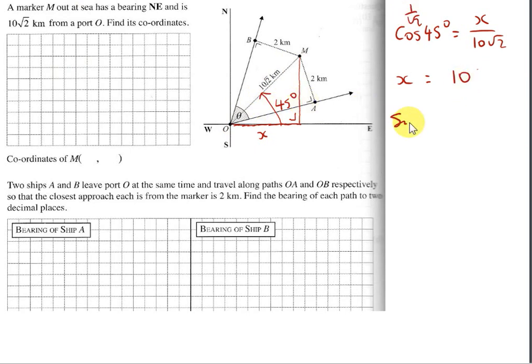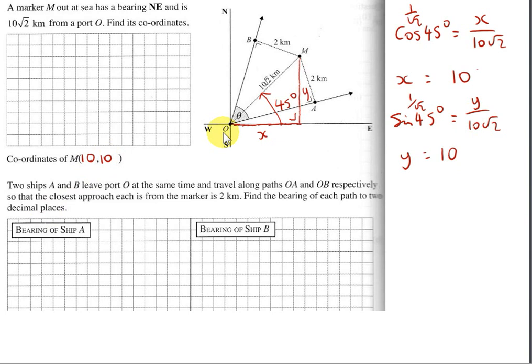The sine of 45 is opposite over hypotenuse. The side opposite 45 degrees is the y coordinate of M, so it's y over 10 root 2. Now the sine of 45 is also 1 over root 2, so y is 10 root 2 times 1 over root 2, that's 10. So the coordinates of M are 10, 10.